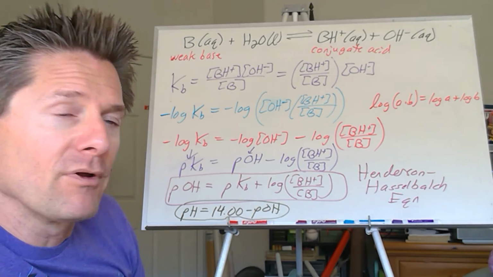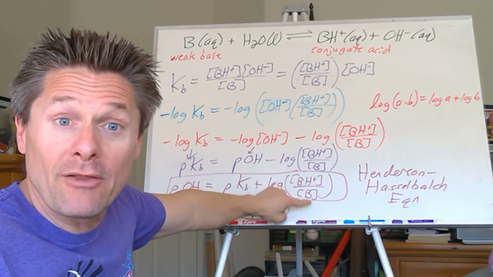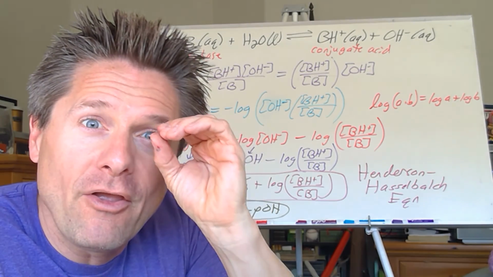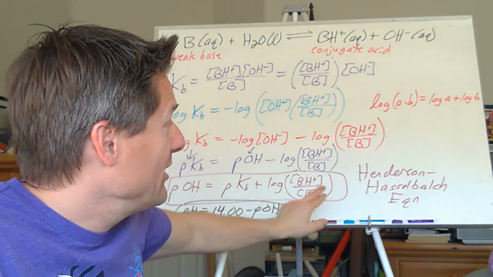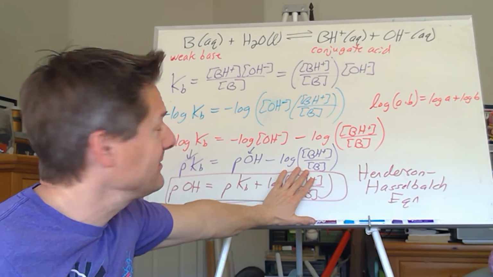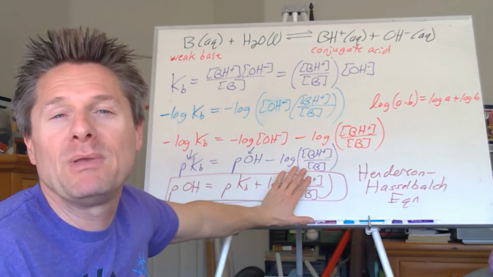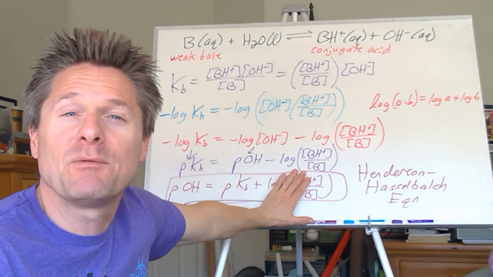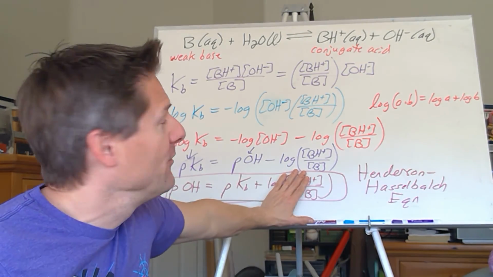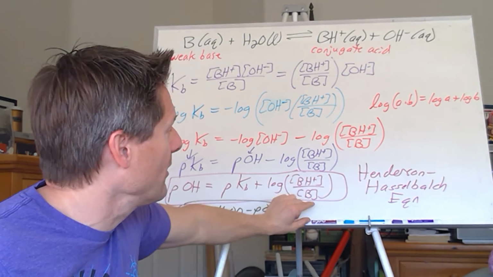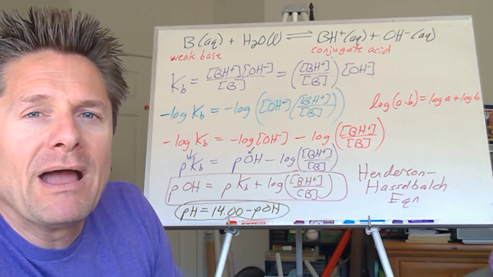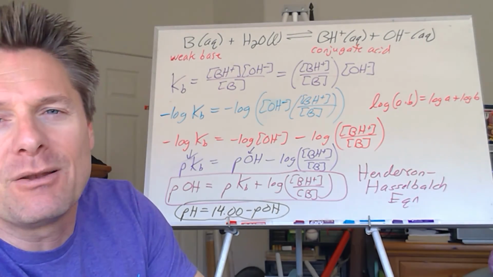But look at the way the logarithm works. If these are equal to each other, that's 1, right? What's the log of 1? Oh, 0. So if these concentrations are equal to each other, this whole term drops out. Nice. And the pOH would be the pKb. Or if it was an acid, the pH would be the pKa, right? So that's why I call that a baseline. And then you can adjust the pH of the buffer by just adjusting the ratio of the concentrations of those species by either adding a little acid or adding a little base.